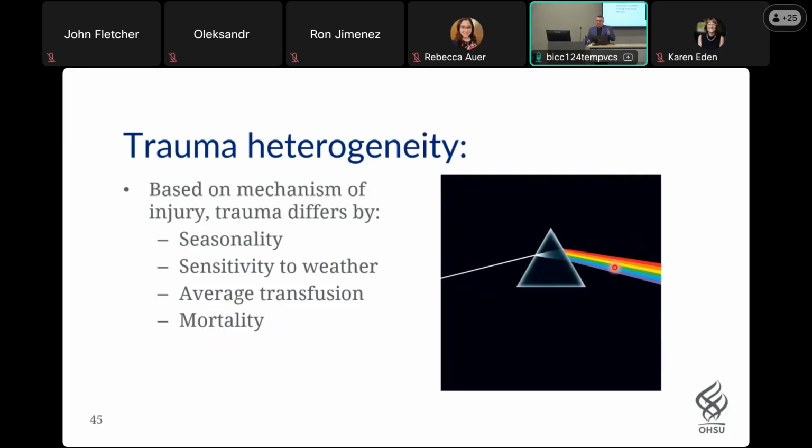There is also a difference in the amount of blood transfusion, because ground level falls hardly ever need a blood transfusion. Gunshot wounds are the highest consumption of blood because they require on average 4 or more units per person on admission. And they also differ in mortality.